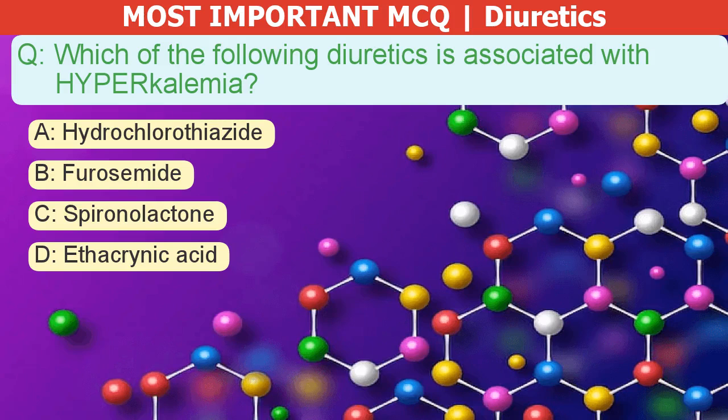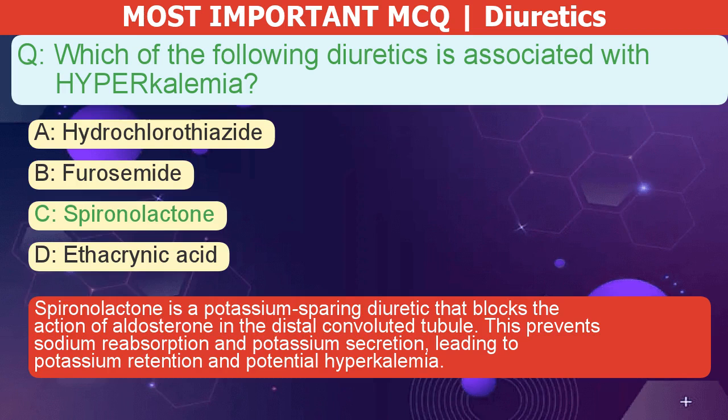Which of the following diuretics is associated with hyperkalemia? A. Hydrochlorothiazide. B. Furosemide. C. Spironolactone. D. Ethacrynic acid. The correct answer is C. Spironolactone is a potassium-sparing diuretic that blocks the action of aldosterone in the distal convoluted tubule. This prevents sodium reabsorption and potassium secretion, leading to potassium retention and potential hyperkalemia.